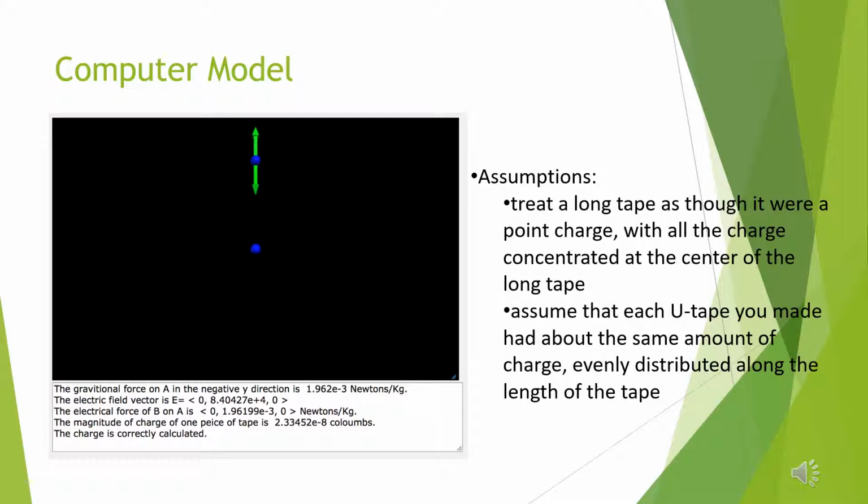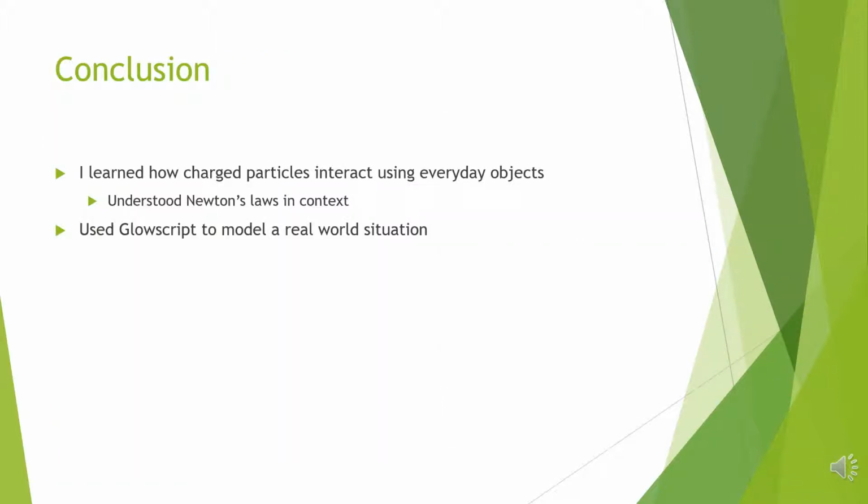to compute the electric field, and then use the principle force equals electric field times charge of the top tape to compute the electric force on the top tape due to the bottom tape, and then model the forces acting on the top charge as the green arrows. And then finally compare the electric force to the gravitational force to check if the charge that I calculated makes sense. So in conclusion, I learned how charged particles interact using everyday objects and understood Newton's laws in context, and then also used GlowScript to model a real-world situation.